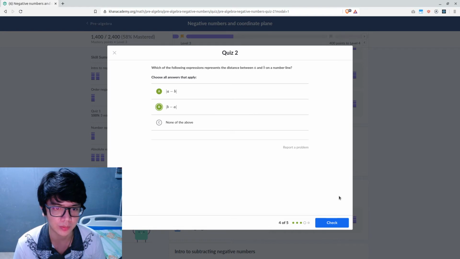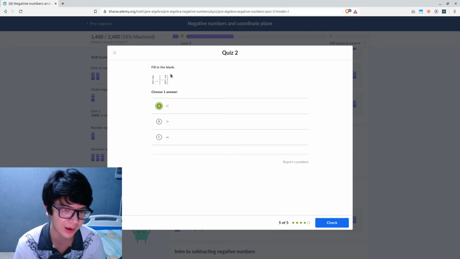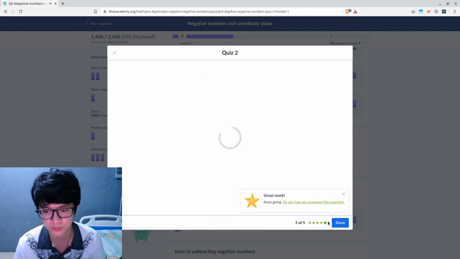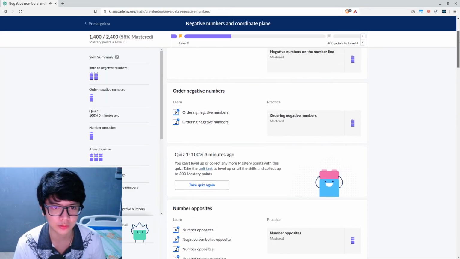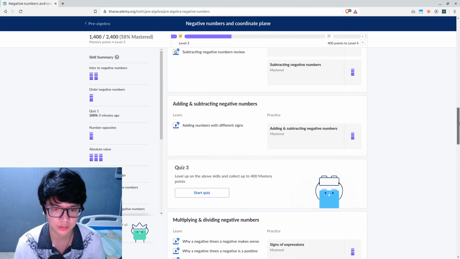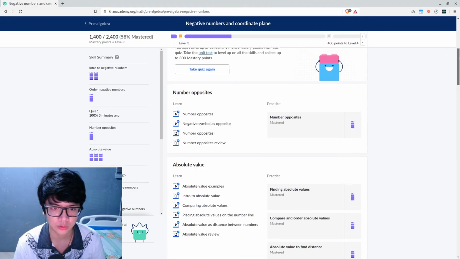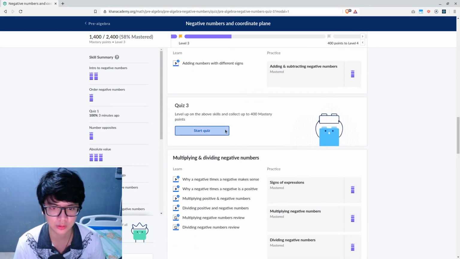That's not A or B or B minus A. Fill in the blank. Oh wow. Okay, it's greater. This is 2/5. Well, this is 7/5, and it's an absolute value, so it's gonna be greater. Wow, this is getting fast. Okay. Quiz 2 and quiz 1 all done. Yeah, let's go to quiz 3.